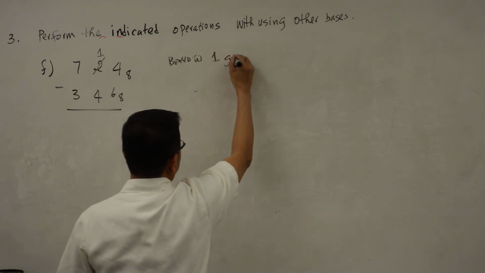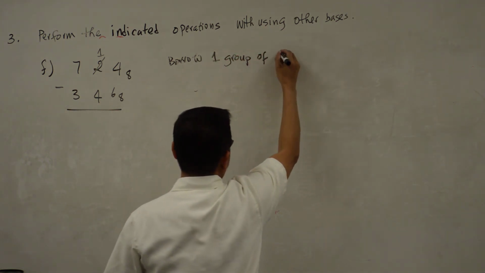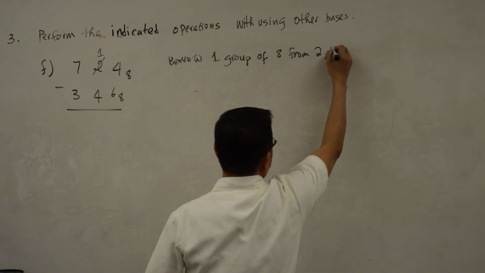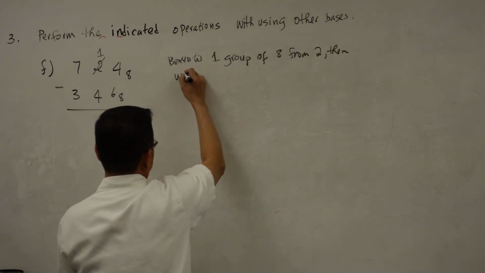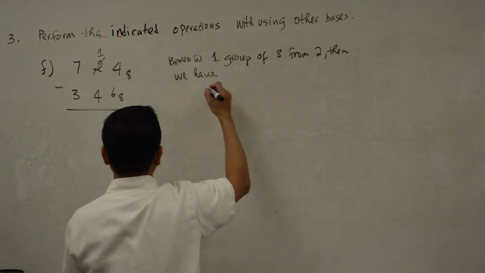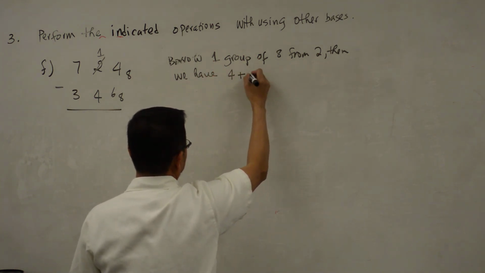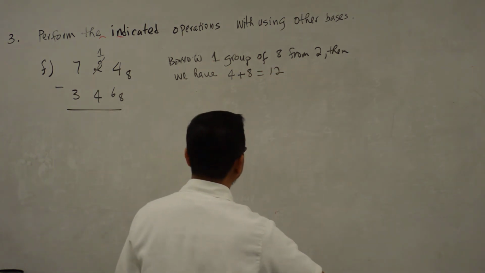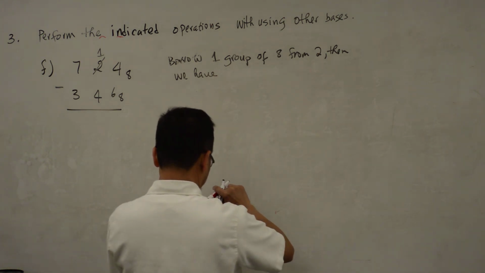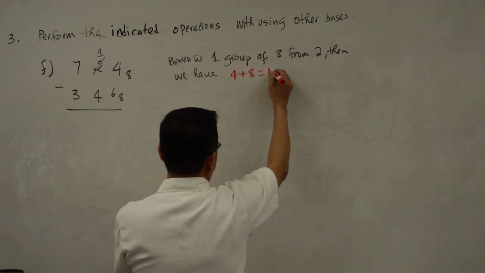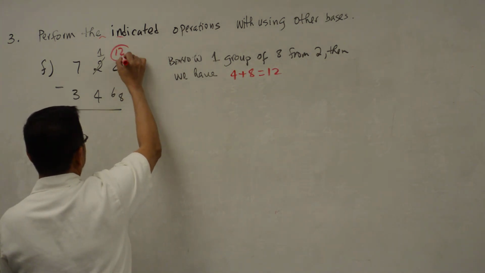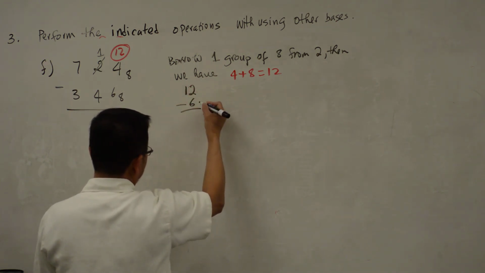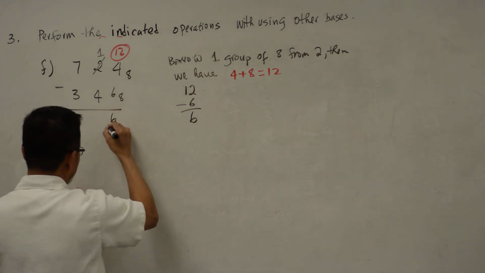Borrow 1 group of 8 from 2. Then we have 4 plus 8 gives you 12. Let me write in a different color. 4 plus 8 gives you 12. So 12 here. Then say 12 minus 6. That gives you 6. So that's 6 here.